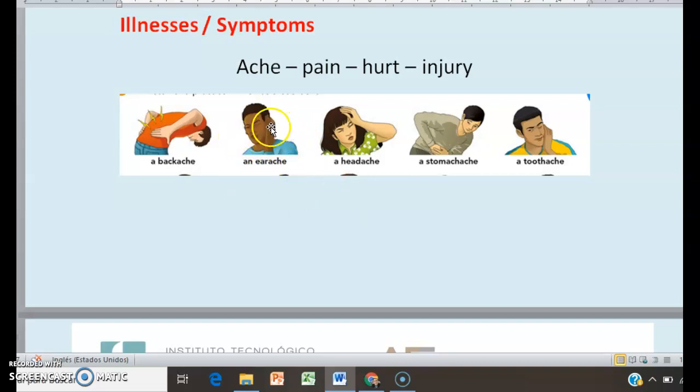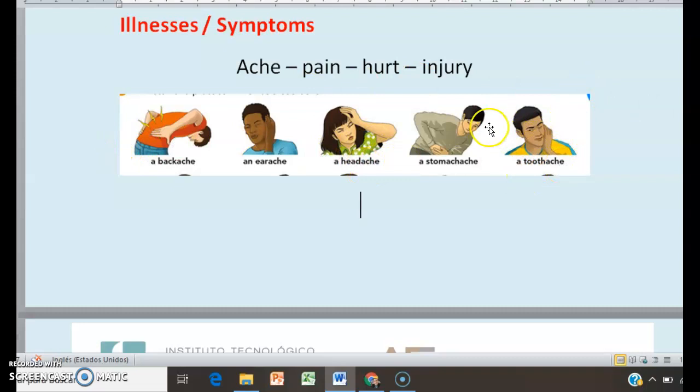An earache. Remember how you are going to pronounce this word? Ache, no H, ¿ya? Earache, dolor de oído. Perfect, very good. Headache, miren, headache. I have a headache. Oh, I feel terrible. I have a terrible headache. I need a doctor. I'm going to go to the hospital. Stomachache. Toothache, ¿ok?